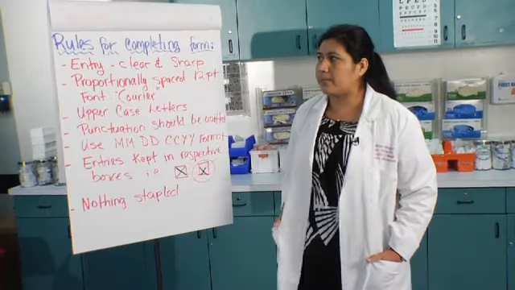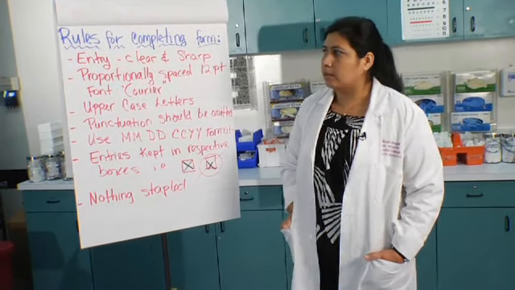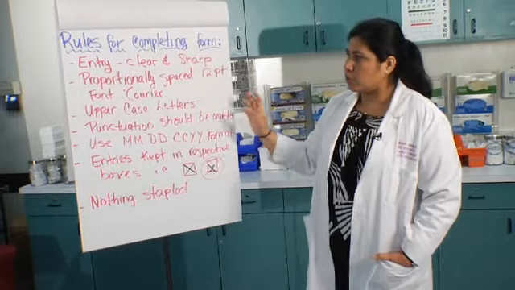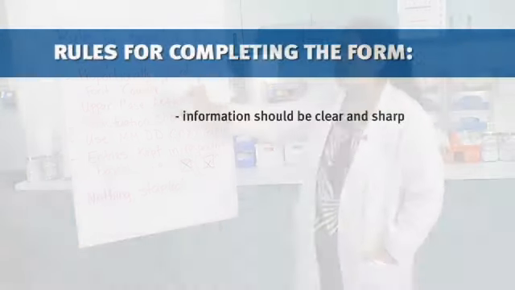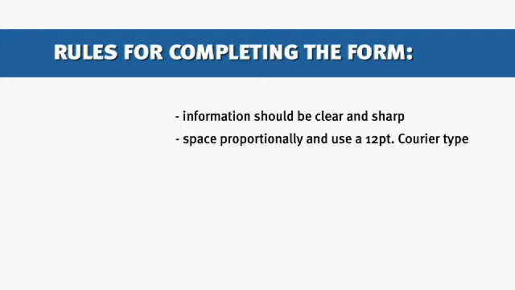The rules for completion. Number 1, we need to be sure that the information that we put on the form is clear and sharp. What do we mean by that? That it's legible. We also need to make sure that in the boxes or the sections of the form, everything is proportionally spaced. If we're using a computer or a typewriter, we need to be sure that the font is 12 point and they prefer Courier because it is much more legible.